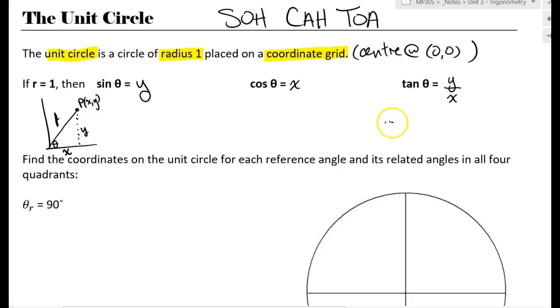And so another way of thinking about it, because y is defined as sine theta and x is defined as cosine theta, tangent can also be written as sine theta over cosine theta. Okay, and this is what we call an identity. It's going to be the first one that you learn of many if you continue with pre-cal and calculus.